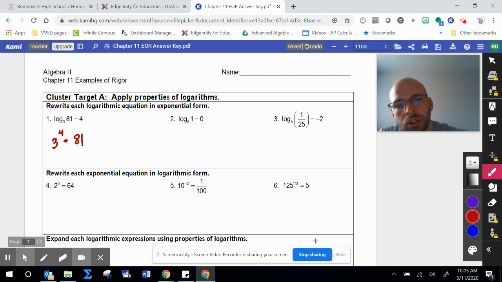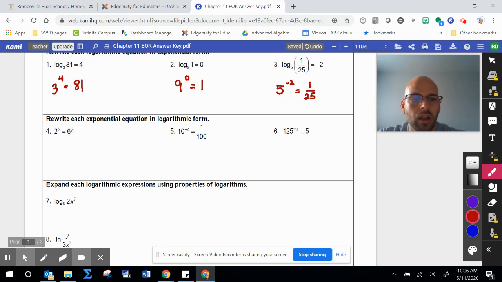So again, for number 2, the base of my log is 9. It's equal to 0, so that's my exponent. And the argument of my log is 1. And then last but not least, the base of my log is 5. It's equal to negative 2, and the argument is 1 over 25. So that's how we rewrite it from logs to exponents and exponents to logs.